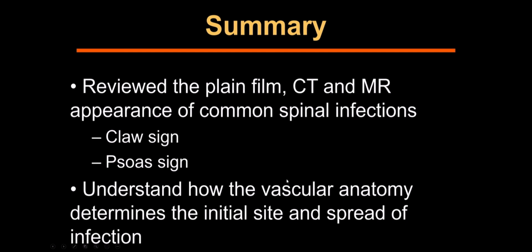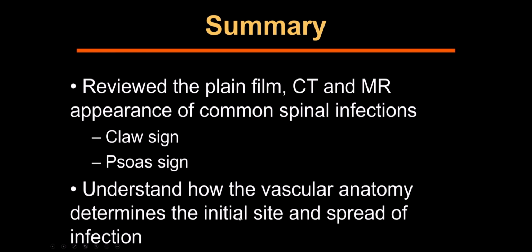Well, what have we learned? We reviewed the plain film, CT, and MR appearance of the common spinal infections, and we realized that those don't always allow us to differentiate from Modic type changes, particularly Modic type I degenerative changes. So we added the claw sign, which means you need to do diffusion, and we added the psoas sign, which means that I usually do it on the axials. You need to look carefully at the T2s.